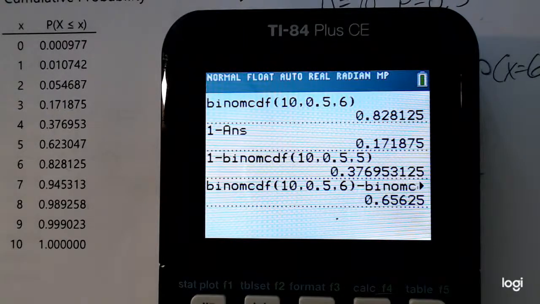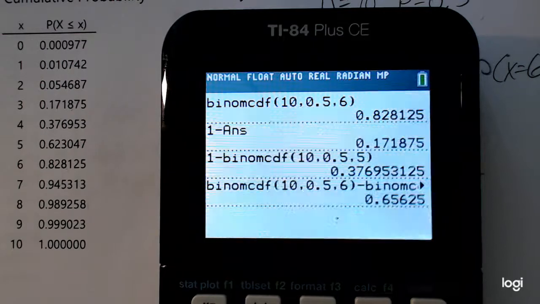And then enter. And then rounding to 3 decimal places, we get 0.656. And when we did this using Minitab Express in my previous example, we got the same answer.